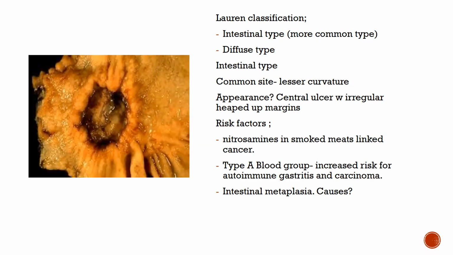So there's something called the Lauren classification that is used to classify gastric adenocarcinoma. Lauren classified this into two types, intestinal type and a diffuse type. Intestinal type is the most common. So where does intestinal type occur? It occurs in the lesser curvature.